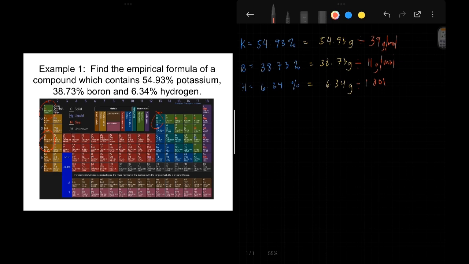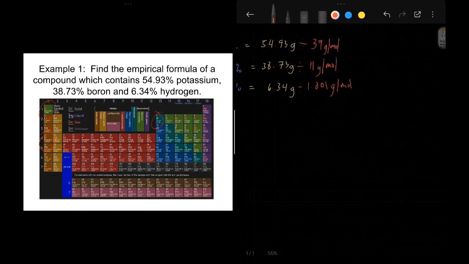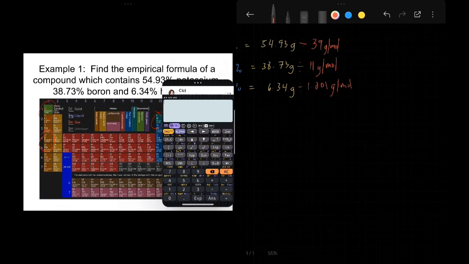Okay, so let's now start dividing this equation. So calculate. You got 54.93 divided by 39, you got 1.41 moles.